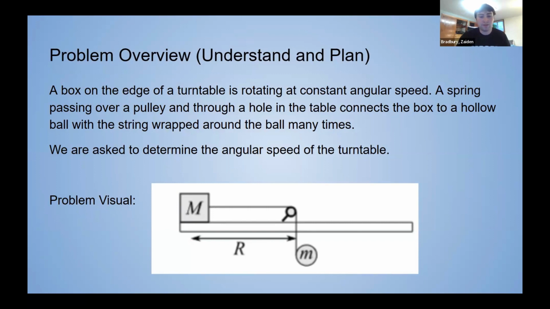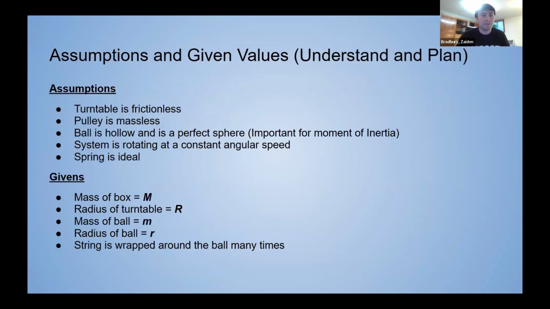So now we're going to identify our assumptions and account for the values that were given in this problem. This was just the problem in our own words, but in the prompt we are given some things as well. So here are some assumptions that we have. For this problem, we know that the turntable is frictionless. It states that in the problem. We know that the pulley is massless as well, and that the ball is hollow, and we're going to assume that the ball is a perfect sphere as well. So when we assume that the ball is a perfect sphere and the ball is hollow, we need to account for that when we're doing the solving part of this problem, because it's important for the moment of inertia, because the moment of inertia for a hollow sphere is different than that of a solid sphere.